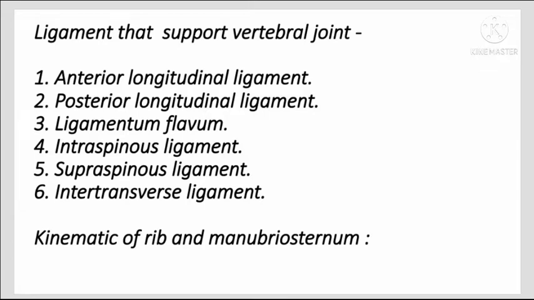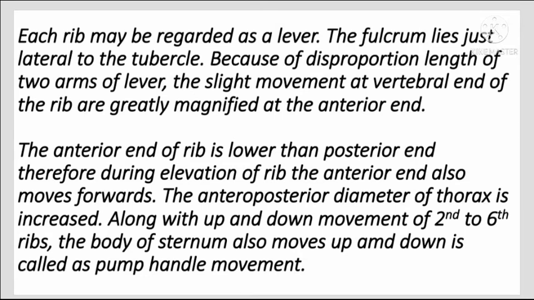Kinematics of the rib and manubrium: each rib may be regarded as a lever. The fulcrum lies lateral to the tubercle. Because of the disproportionate length of the two arms of the lever, slight movement at the vertebral end of the rib is greatly magnified at the anterior end. The anterior end of the rib is lower than the posterior end. Therefore, during elevation of the rib, the anterior end also moves forward. The anteroposterior diameter of the thorax is increased.